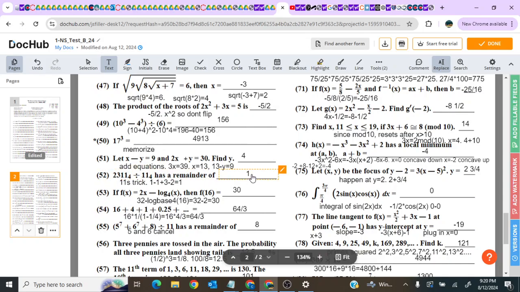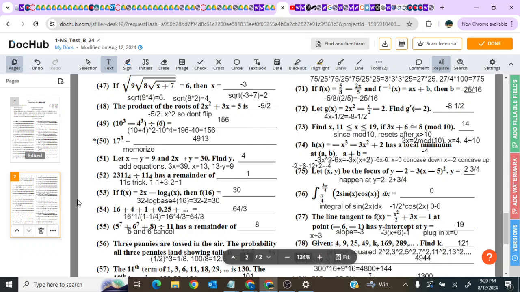And then 2 times x minus the log base 4 of x, plug in 16. 2 times 16 is 32. Log base 4 of 16 is 2. Hopefully you know what log base is, and you should if you're getting to this portion of the test. 32 minus 2 is 30.